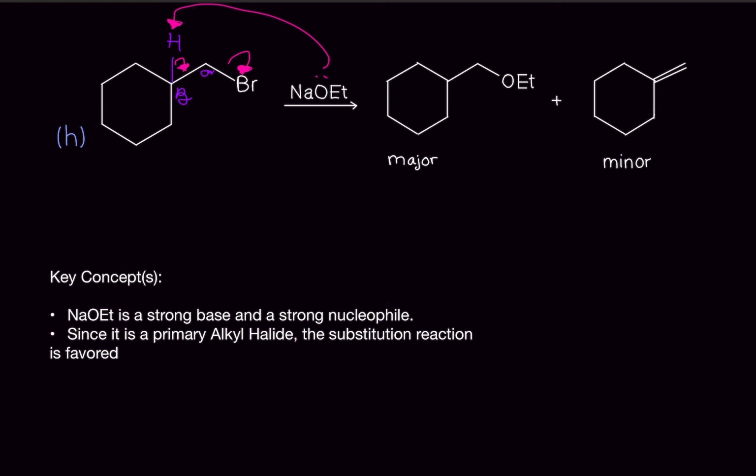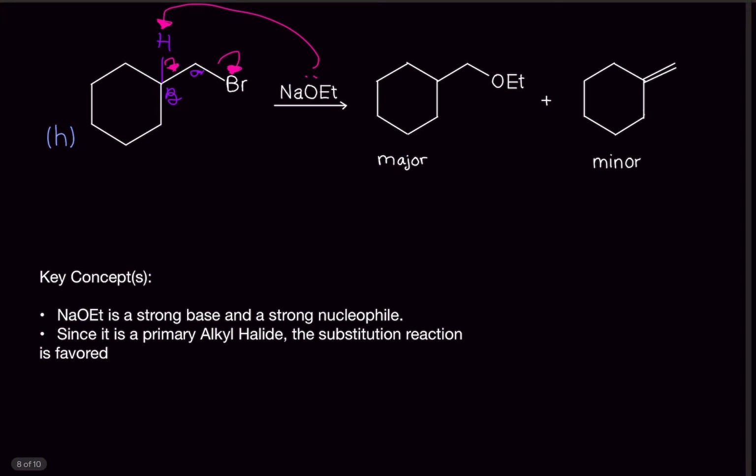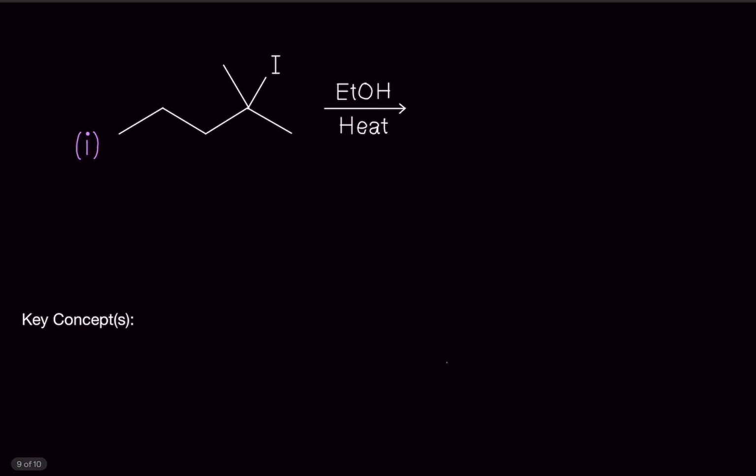Alright. So sodium ethoxide is a strong base and strong nucleophile. Since it's a primary alkyl halide, the substitution wins. So it's going to be the major. It's going to be favored. Alright, this is different.